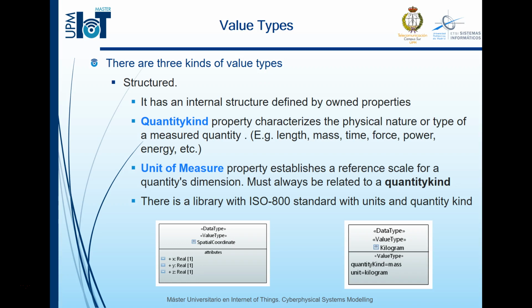What happens when you are defining this kind of structure types? There are 2 specific properties from SysML. The first is quantity kind, and the second is unit of measure. Both are trying to represent some semantics in the type definition. For example, you can define a kilogram like a complex type. And the important thing when you are defining a structured type is that you are adding semantic information, explaining that kilogram is a quantity kind to represent mass, and the unit will be kilogram.